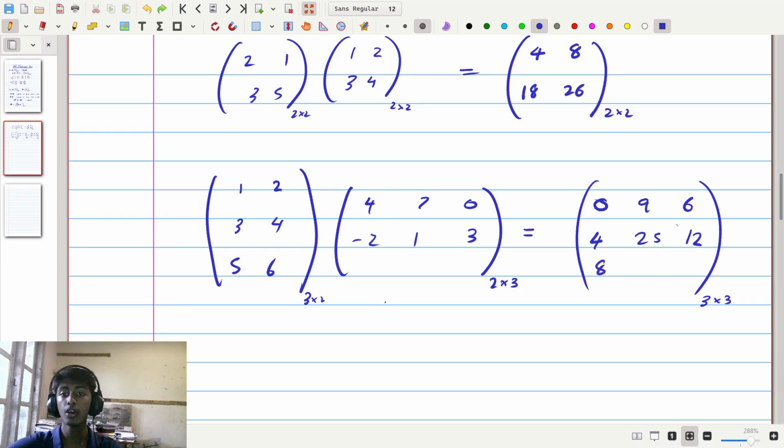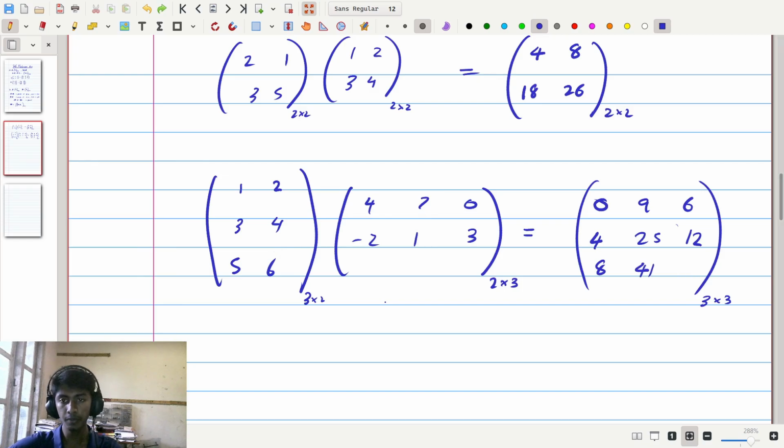For the next one, we have third row, second column, which is i equals 3, j equals 2, which is going to be 5 times 7, which is 35, plus 6 times 1, which is 6. 35 plus 6 is going to be 41, and therefore the element here is 41.